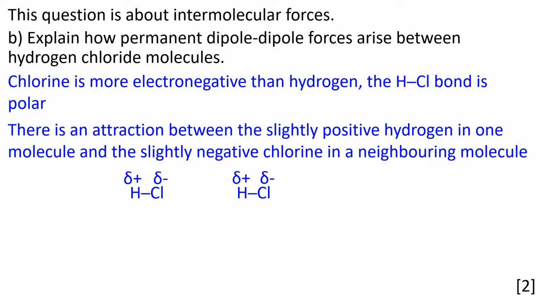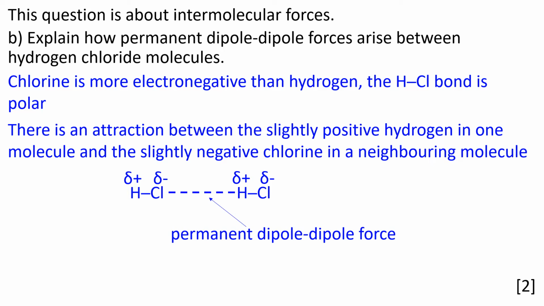A diagram is always useful if you can put a diagram in. Make sure it's large and clear and labelled. And the intermolecular force I've shown there with that dashed line. So that's our permanent dipole-dipole force between the two molecules. It's worthwhile labelling it up, and there it is. That's the permanent dipole-dipole force.